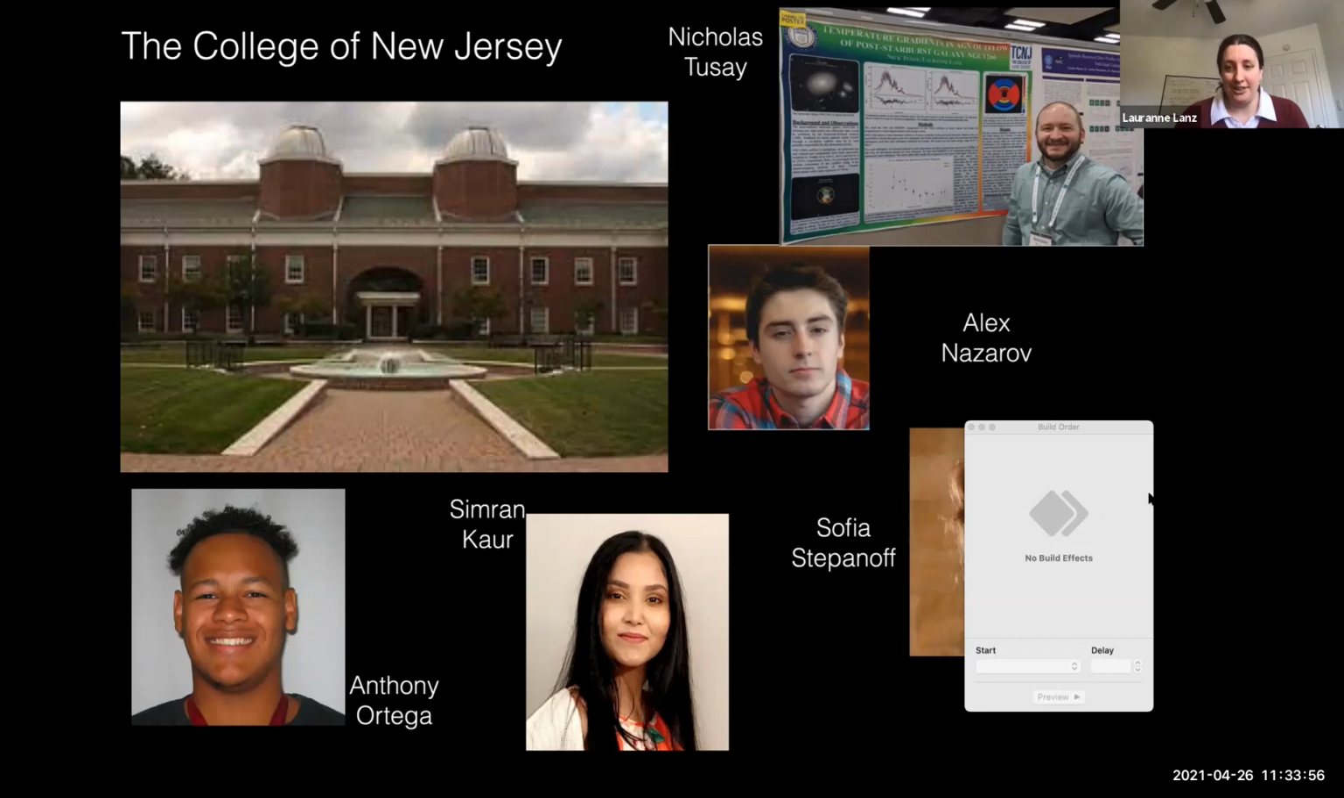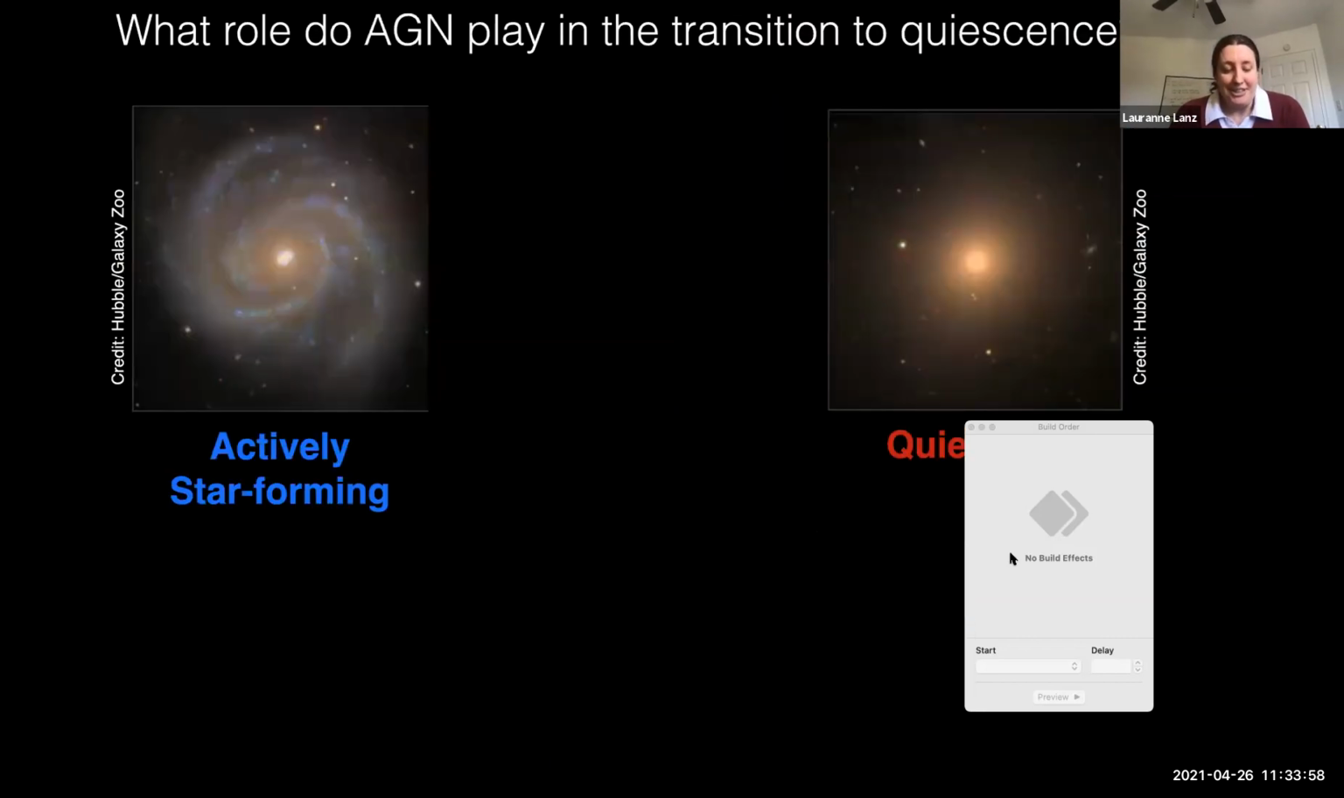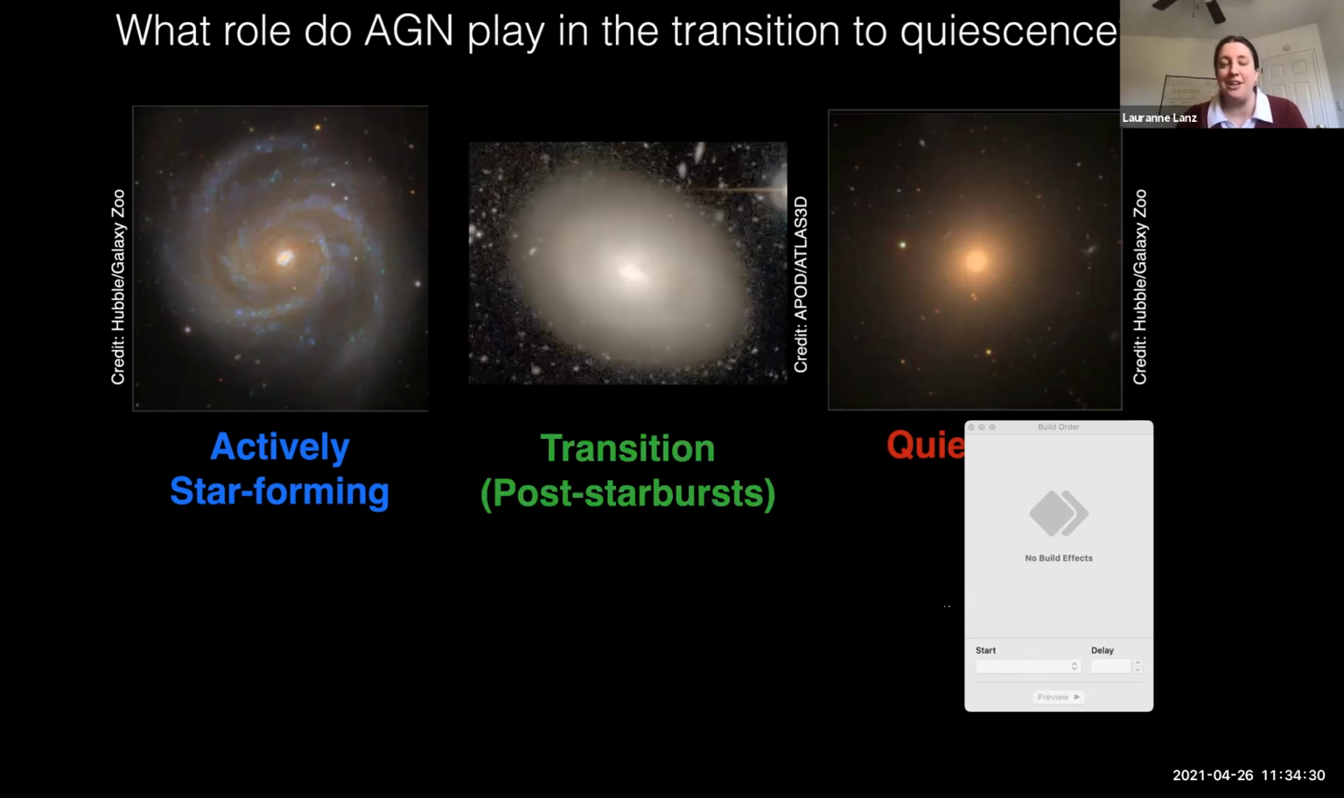So Samir really set me up nicely discussing the general idea of how galaxies evolve from actively star forming to quiescent, and understanding that transition is really one of the major open questions in galaxy evolution. My specific interest is, well, what role do AGN play in this transition to quiescence? Now, I've taken a somewhat different approach. Instead of looking at all galaxies and trying to see where you find AGN, the way I approach this is, well, let's pick the interesting galaxies. Let's go for post-starbursts.